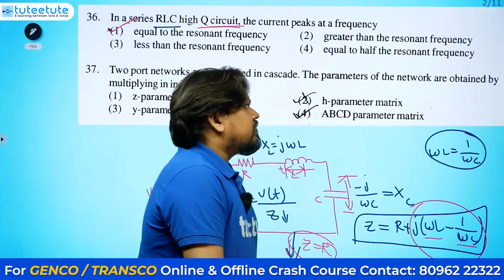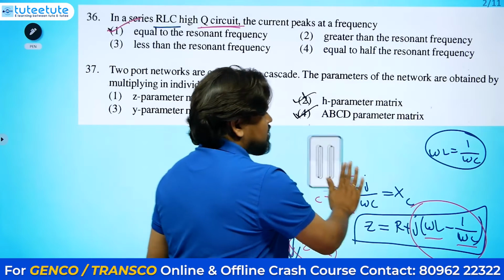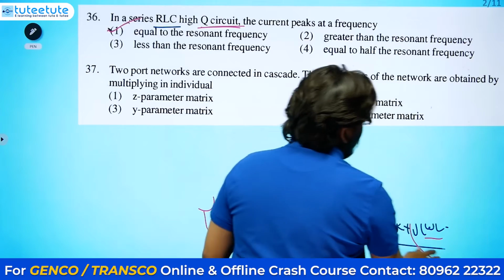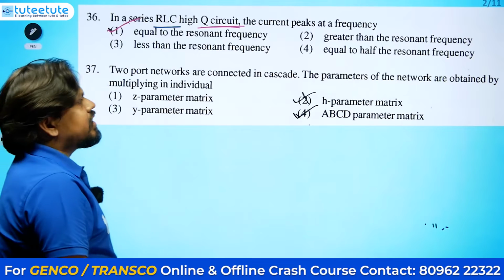The parameters of the network are obtained by... Okay, so which parameters did they mention? They didn't ask. Okay, see the question. What they have mentioned is that two-port networks are connected in cascade connection.